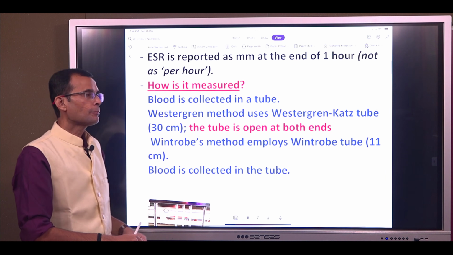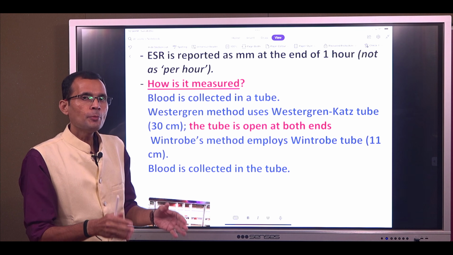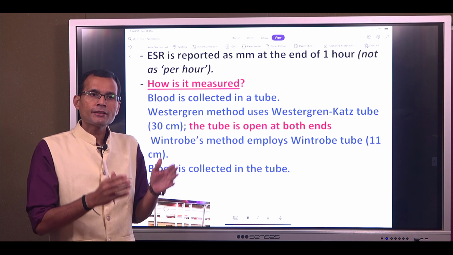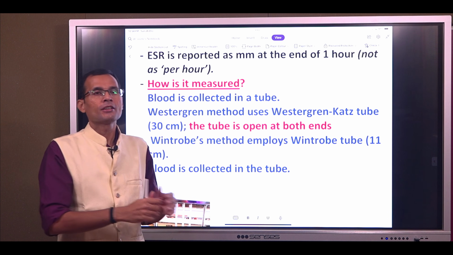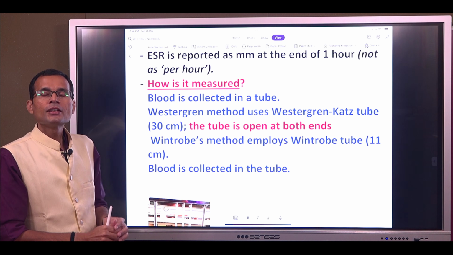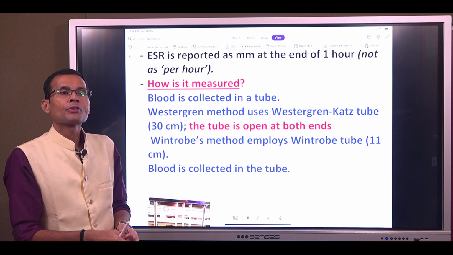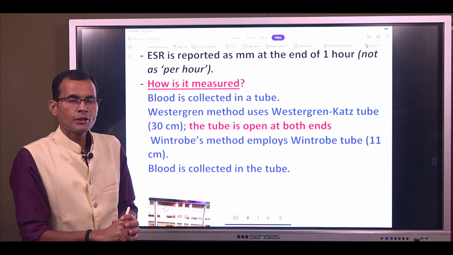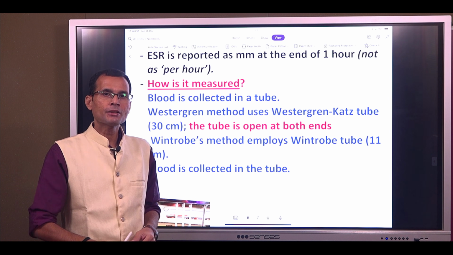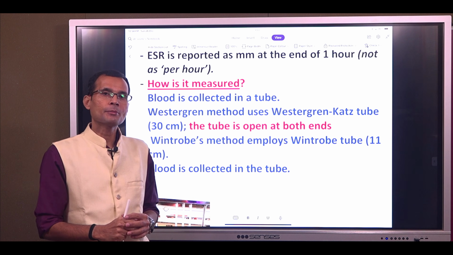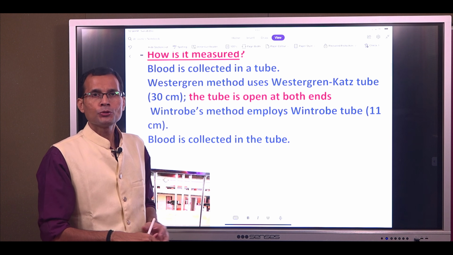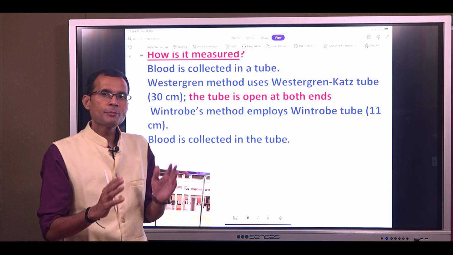So, how is it measured? First of all, there are two methods. There are two tubes which can be used. There is Westergren-Katz tube, which is used in Westergren's method, and there is Winthrop's tube, of course, for Winthrop's method. Winthrop's tube can also be used for PCV measurement and for ESR measurement. More commonly, the Westergren method is used. Well, what is the difference between the two?